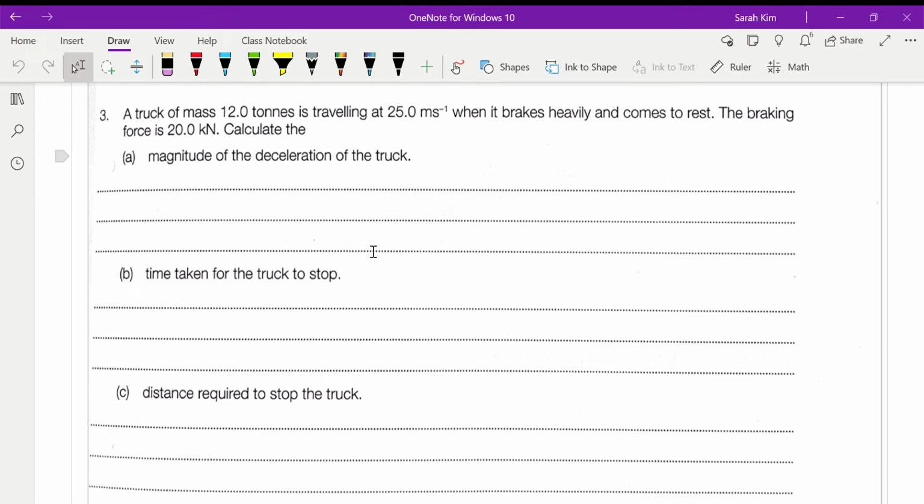A truck of mass 12 tons is travelling at 25 meters per second when it brakes heavily and comes to rest. Then the braking force is 20 kilonewtons. Calculate the magnitude of the deceleration.